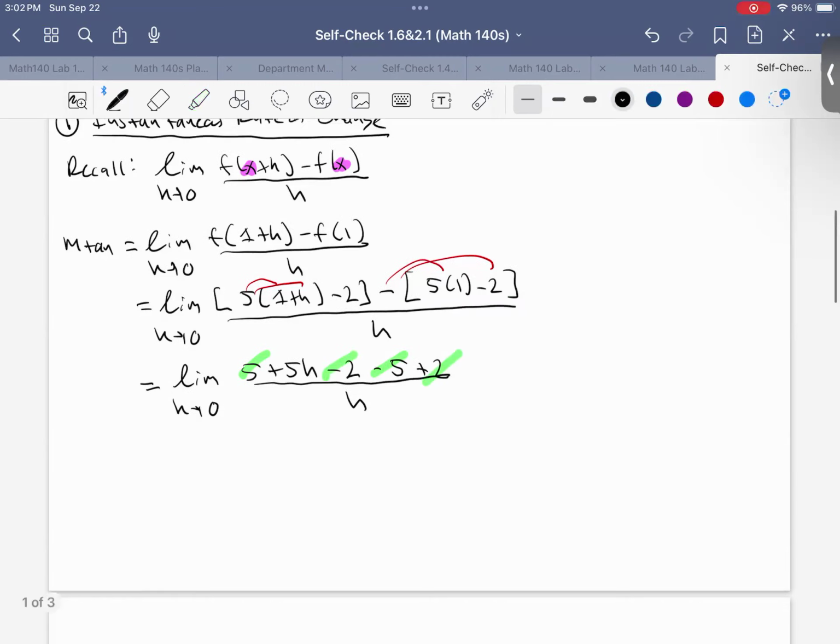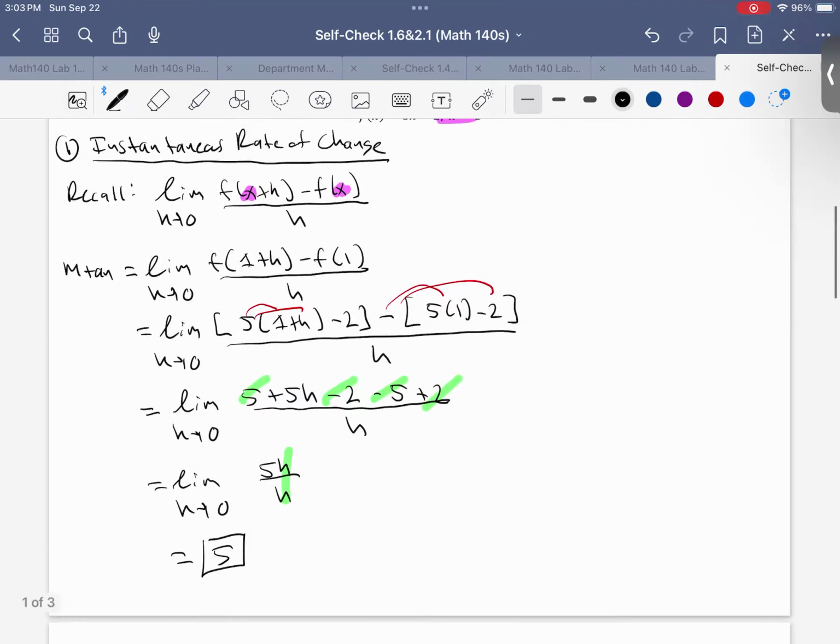And so what you're left with, right, is the limit as h goes to 0 of 5h over h. Well, that works out really well too because this gets canceled out. So the answer is just 5. So that's the instantaneous rate of change. That's the slope of the tangent line.